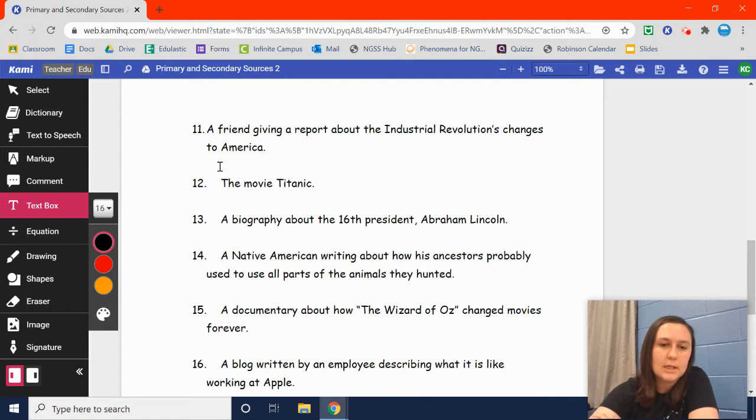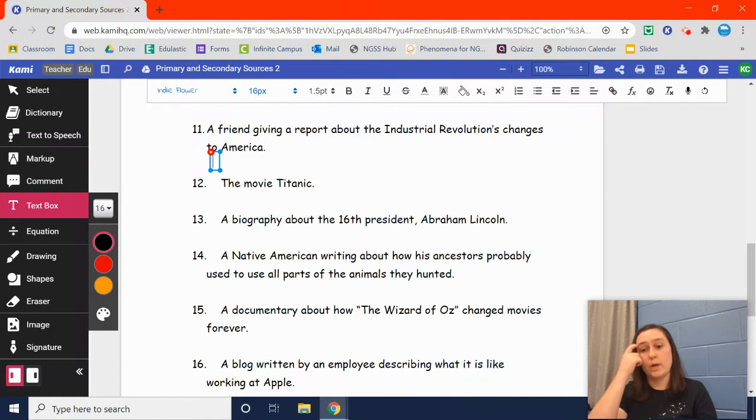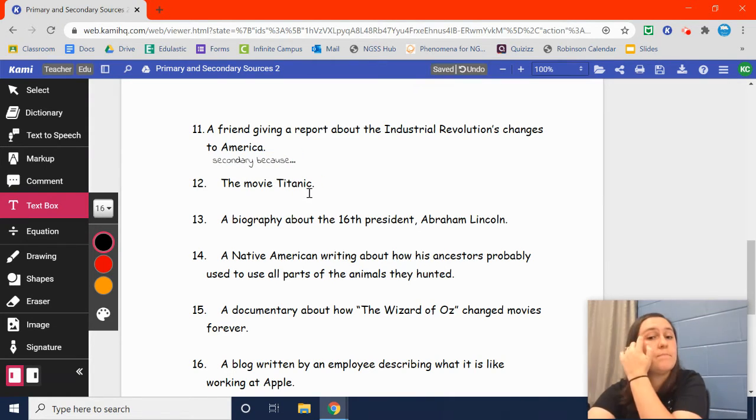So real quick, again, a primary source is from that time period, a secondary source is not. So number 11, a friend giving a report about the Industrial Revolution's changes to America. Your friend was not around during the Industrial Revolution. That's a secondary source. Remember, because you have to tell me.